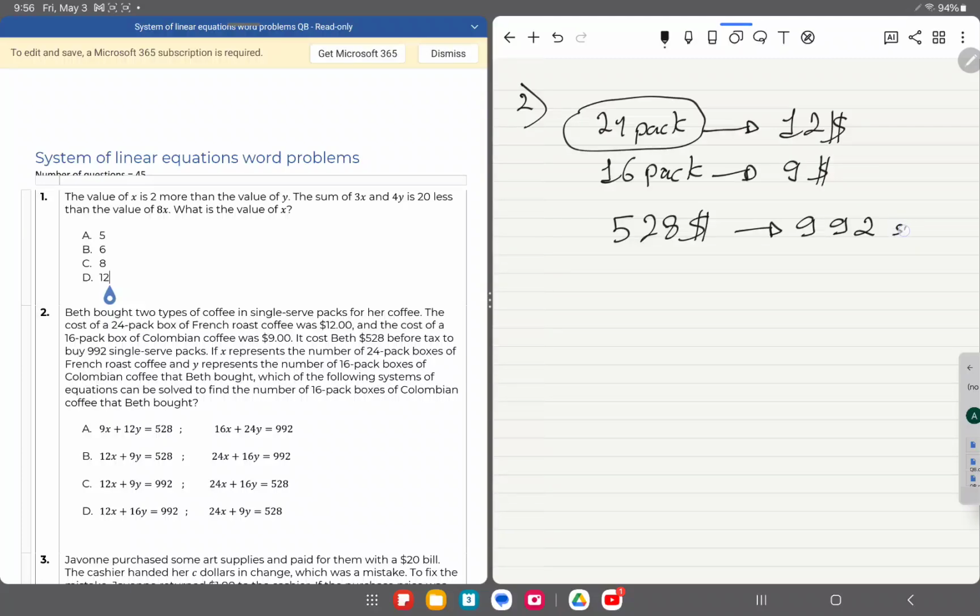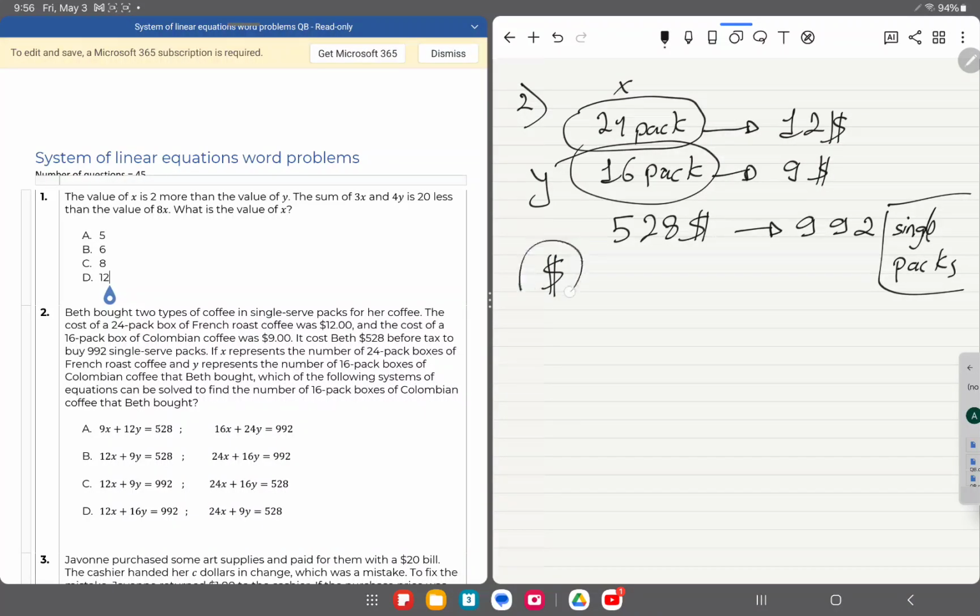So 992 single packs. This is important. Now, if x represents the number of 24 packs, and y represents the 16 packs, how should I write it? I need to be consistent, so I'm going to think about dollars now. If one 24 pack is $12, and one 16 pack is $9, I'm going to write dollars here.